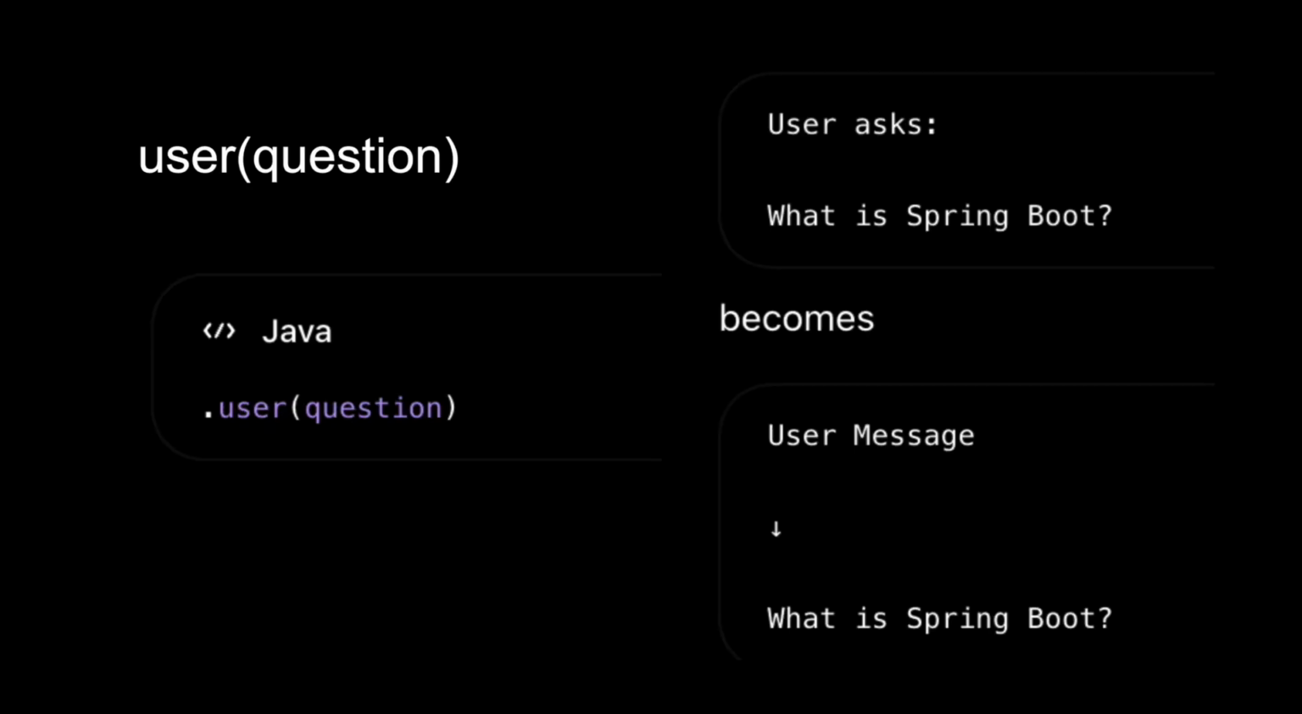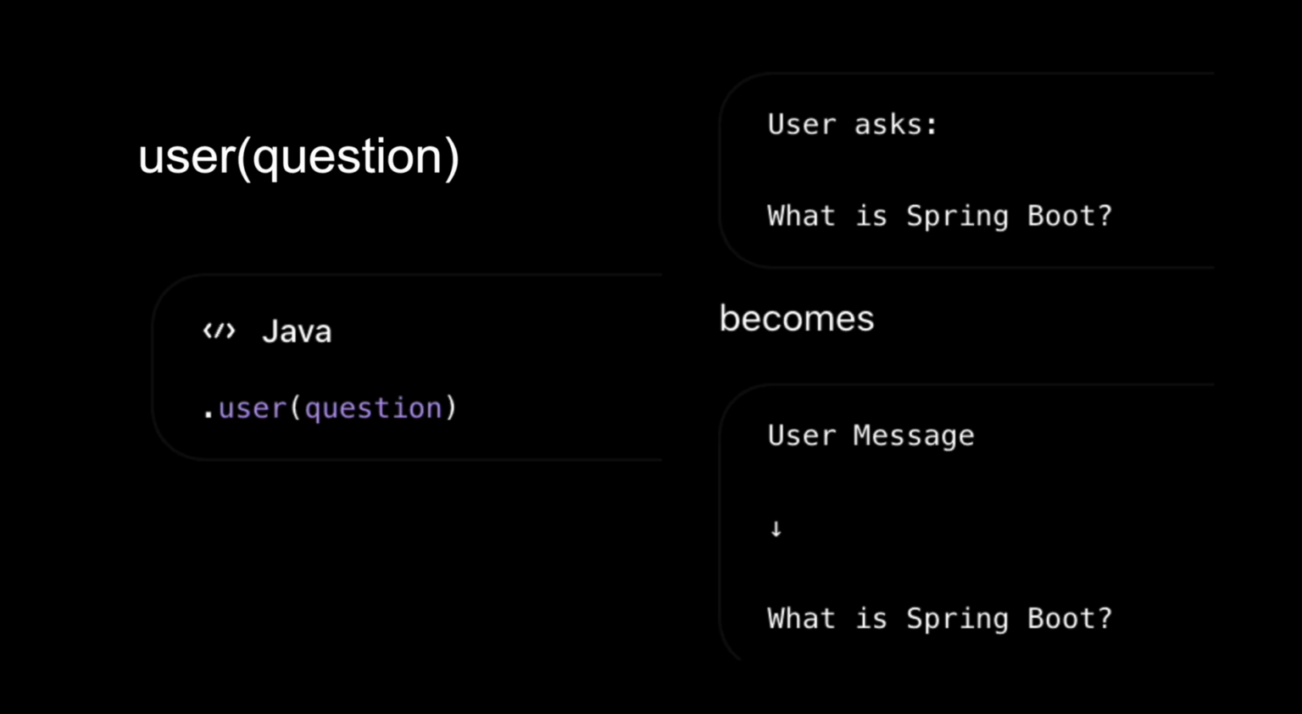Now our prompt is empty. The next step is to tell the AI what the user wants. That's what user does. Suppose the browser sends "explain Java streams". This entire sentence becomes the user message. Notice the naming. Spring AI calls it a user message.